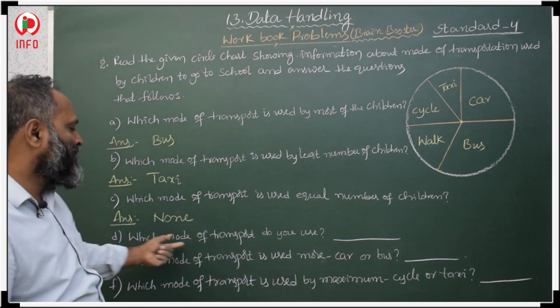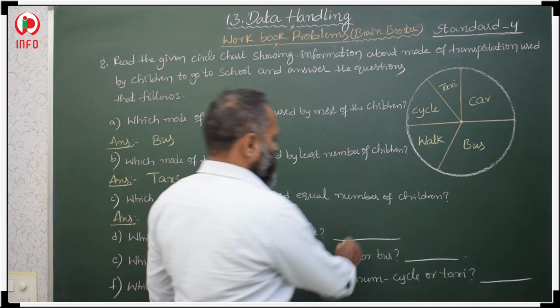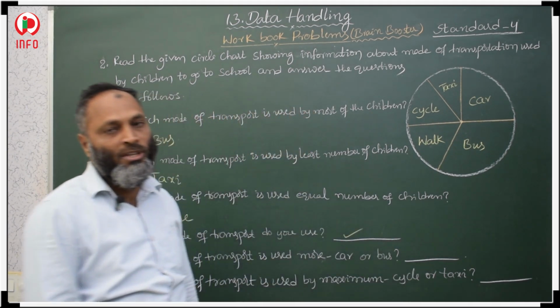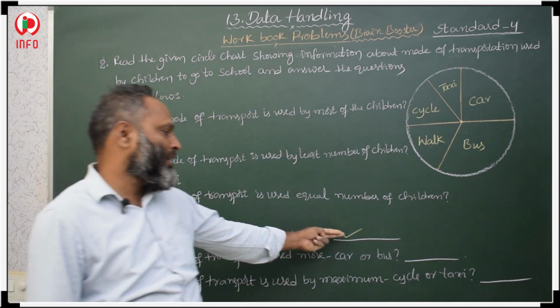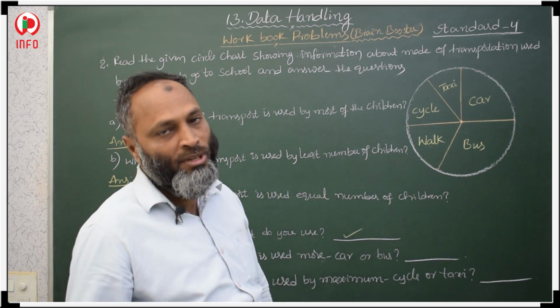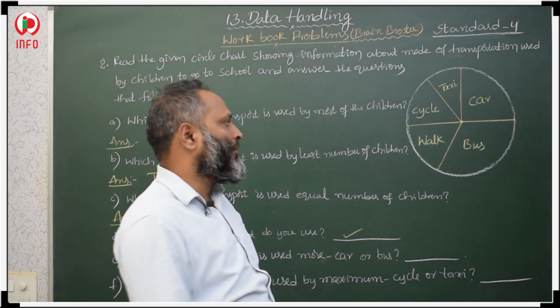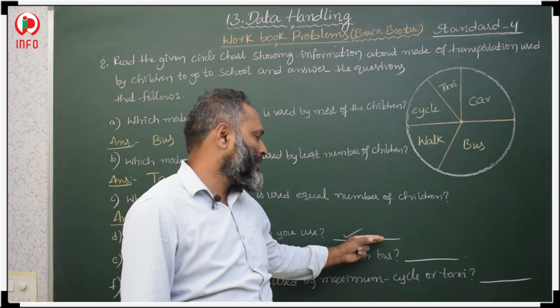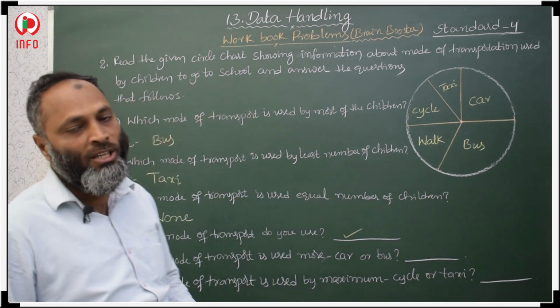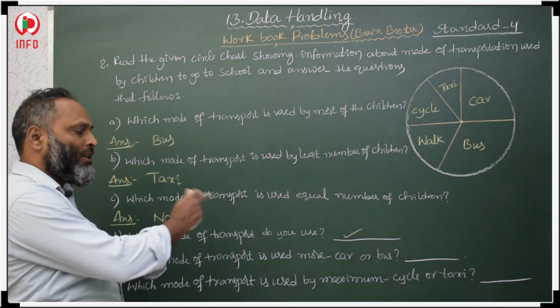Next, which mode of transport do you use? This is according to you. Whichever transport you are using to go to school, that you should write here. Either you are using school bus, or taxi, or walking, cycle, whatever. So whatever transportation you are using to go to your school, that you should write there.